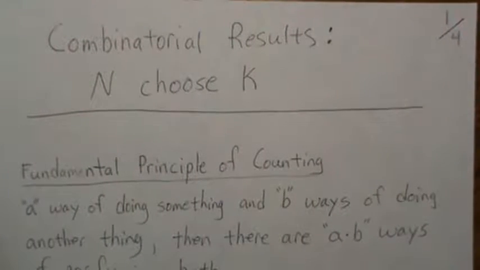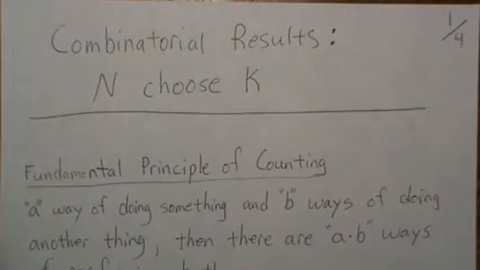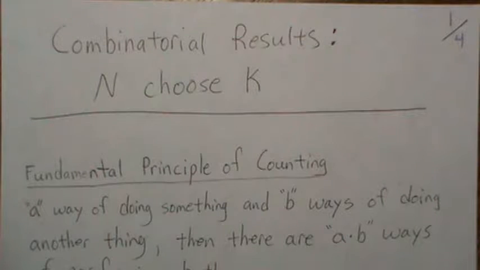Hey, hello. We're going to look at combinatorial results. I have 3 videos with different types of counting processes and finding probabilities. The first one is N choose K, and there's 4 different ways to do that.